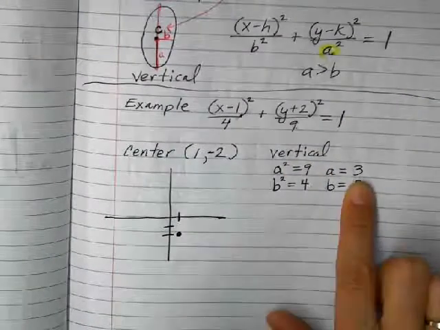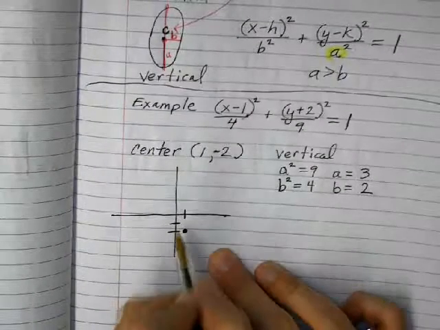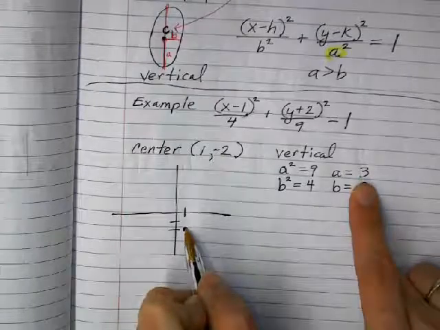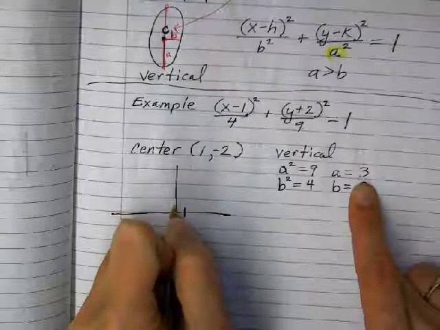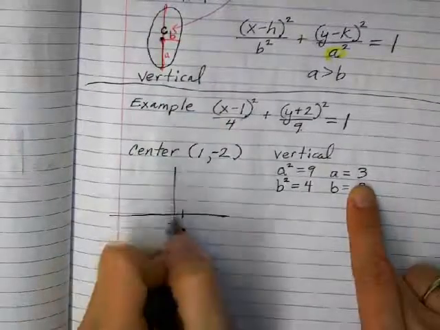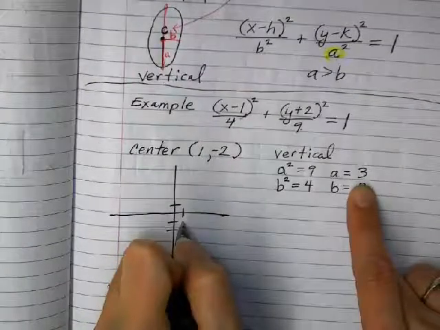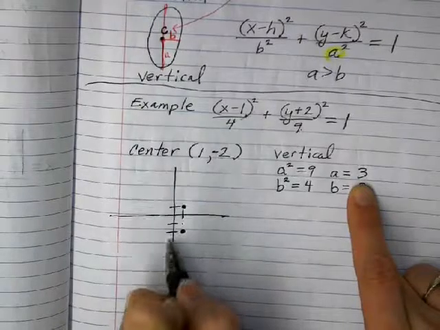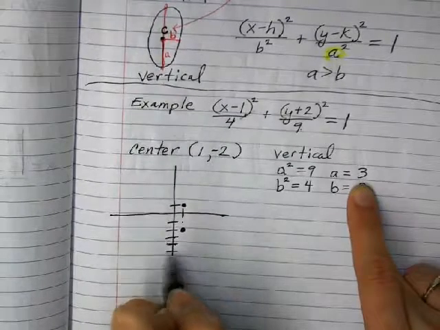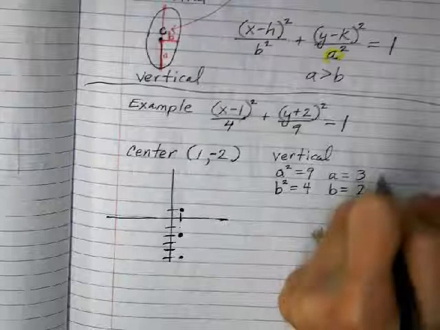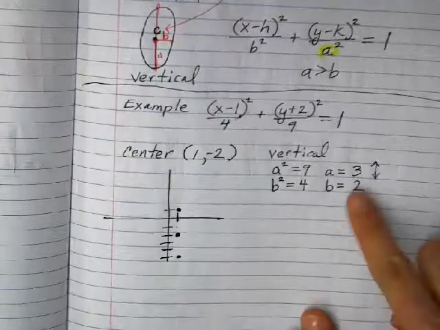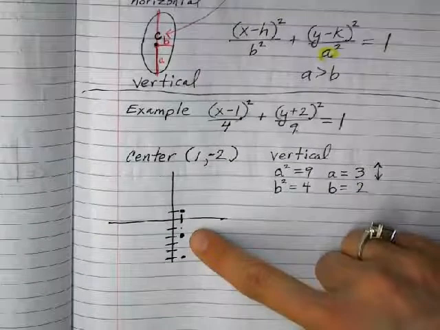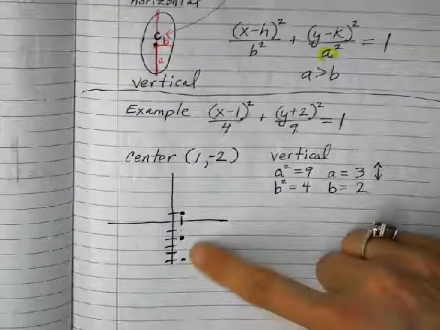So you know what you have to do to graph this thing? You just go from the center and go up 3 and down 3. You just count 1, 2, 3. I'll just make a dash. I'm just going to go 1, 2, 3 to there. And then I'll go down 3, 1, 2, 3, to there. So I'm going up and down 3. The A number is 3. From the center, I'm going up 3 and down 3 to make my graph.